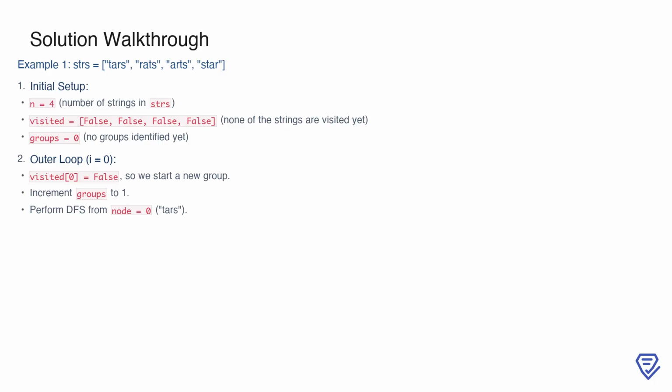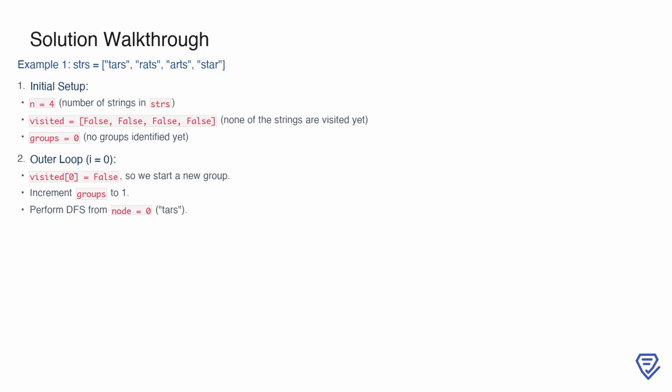First, we initialize some variables. The number of strings, n, is 4. We create a visited array initialized to false, false, false, false, indicating that none of the strings have been processed yet. We also set groups to 0, as we haven't identified any groups so far. Now, we start the outer loop with i equals 0. Since visited[0] is false, it means the string at index 0, tars, has not been visited yet. This marks the start of a new group, so we increment groups to 1.